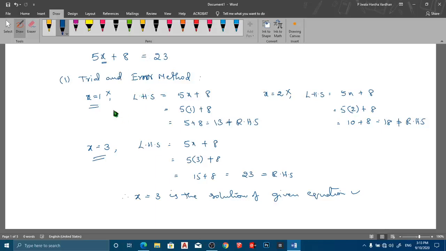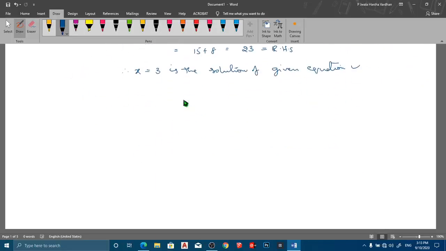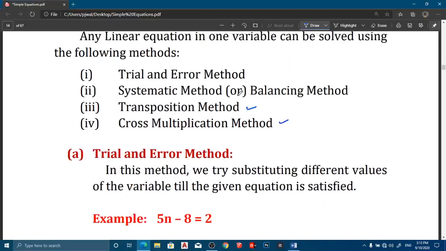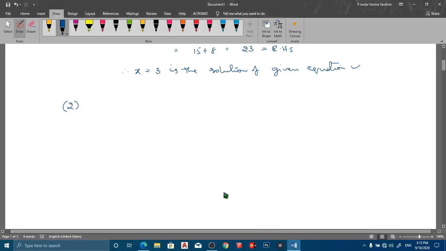Okay, this is called the trial and error method. Next, I am taking the same equation and applying the second method. What is the second method here? The balancing method, or systematic method. In your textbook it is given as systematic method, but it is actually the balancing method. We can read it as the balancing method also.